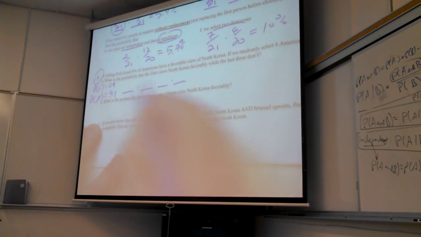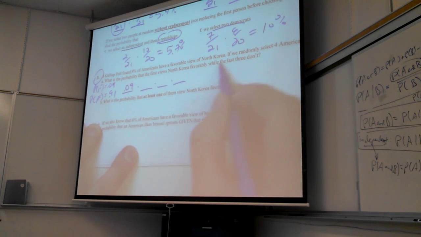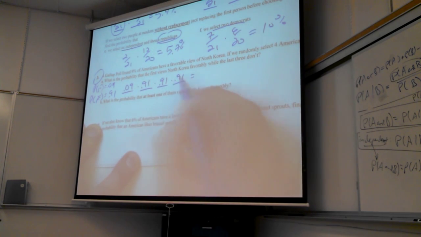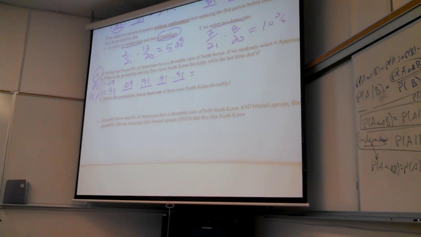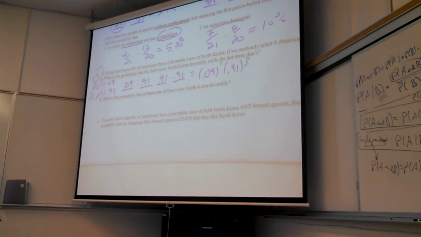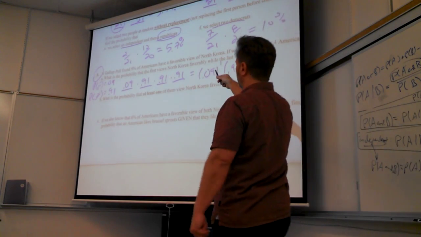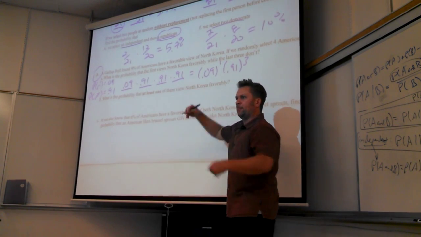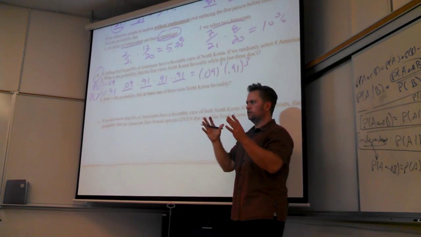So I want the first person to have a favorable view, right? So what's going to go there? 0.09. And then I want the last 3 to not have a favorable view. So what's going to go in those 3 places? 0.91, 0.91, 0.91. Now real quick, a little mathematical aside. Isn't that the same thing as 0.09 to the first times 0.91 to the third? You guys remember the idea of exponents, right? So multiply 0.91 3 times, I can just write it that way. Look how beautiful this is. 3 don't, 1 does. Bam! The idea is right there. It's almost too good to believe.